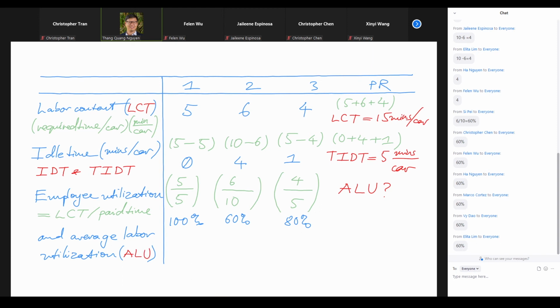Okay, so what is the average labor utilization right here? If you recall what you read in the book or on Connect, then you should see that there are 3 methods to calculate the average labor utilization. So let me show you how to use the 3 methods. C, you got an idea. That's good. Along the way, we will discuss what C just mentioned.